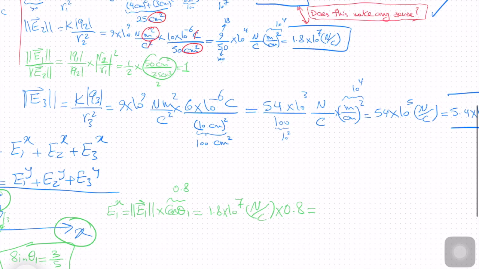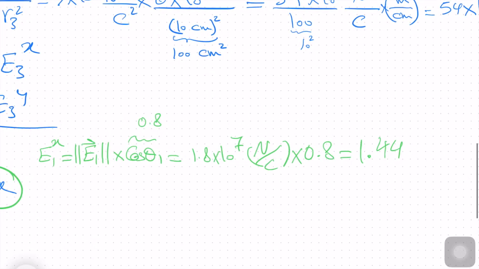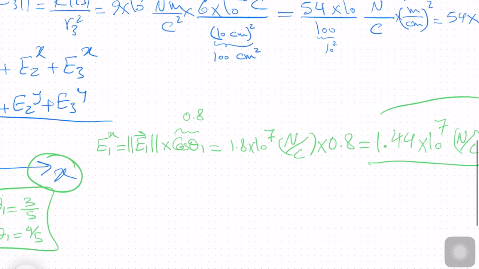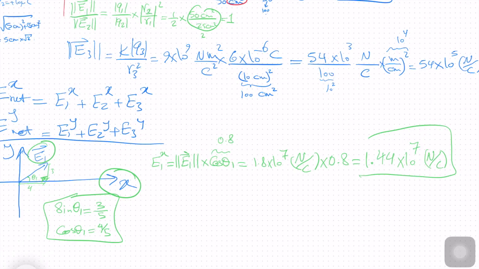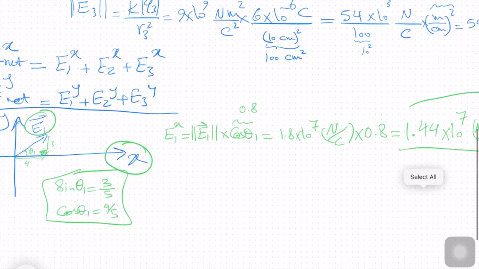Okay? Now, if we calculate that, we should get 1.44, let's see, right, 1.44 times 10 to the 7 Newton per Coulomb. Now, again, check your answer. Does that make sense? Well, it's 10 to the 7, so it makes sense because you expect the same order for typical angles. And what about its sign? It's positive, so it's fine.